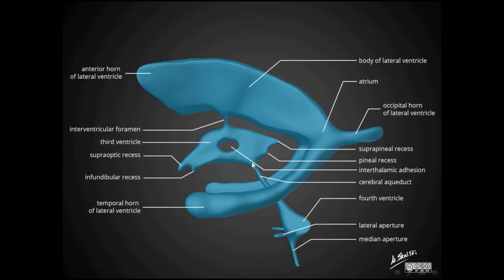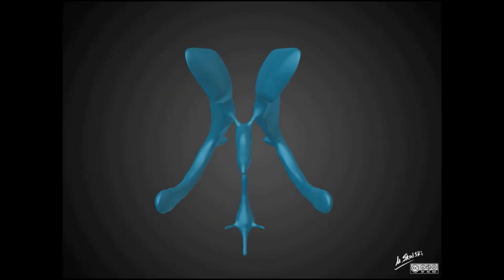Then the third ventricle is in connection with the fourth ventricle via the cerebral aqueduct. This is the location of the cerebral aqueduct. And then this is the fourth ventricle, which lies posterior to the brainstem and anterior to the cerebellum. The fourth ventricle then has several openings. These are the lateral apertures, and this is the median aperture. The median aperture connects the fourth ventricle with the cisterna magna posteriorly, and the lateral apertures connect the fourth ventricle with the quadrigeminal cistern. This is the same illustration, but in anterior view.